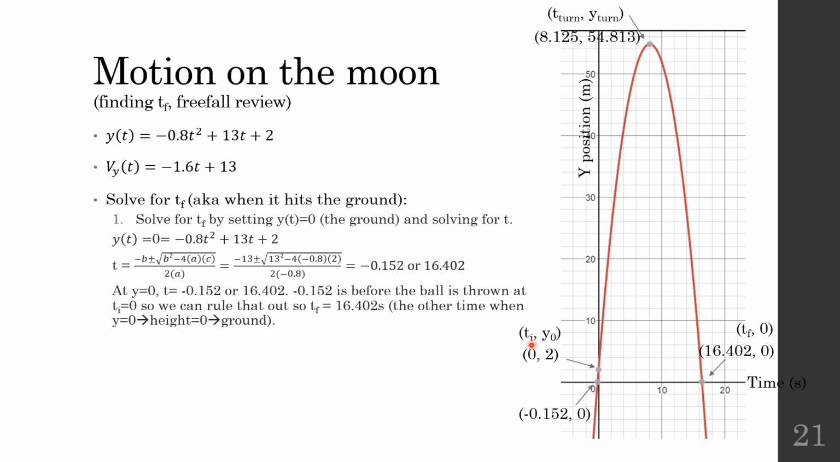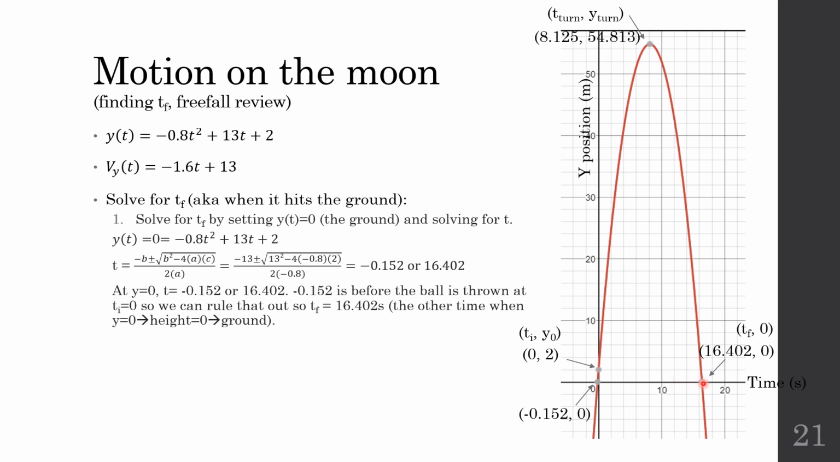Considering that we started at a time of 0, this negative root doesn't make any sense because it took place before the motion took place, and so our answer is 16.402. And the unit is seconds. If we take a quick look at our graph over here, this is the point that we're talking about, and we can see that this would be 12, 14, 16.